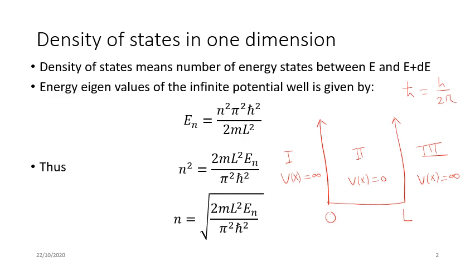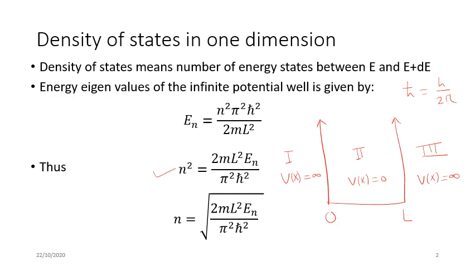In order to calculate that, we will start with the energy eigenvalues of the infinite potential well, given by En is equal to n squared pi squared h cross squared upon 2mL squared. If I rearrange this, I keep n squared on one side and 2mL squared on the other, divided by pi squared and h cross squared. So I get n squared is equal to 2mL squared En upon pi squared h cross squared.